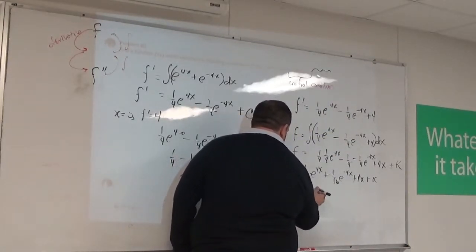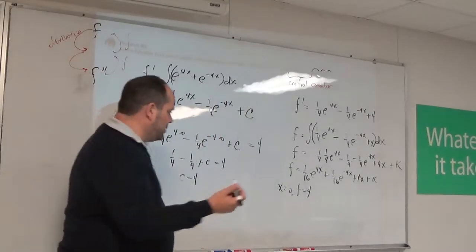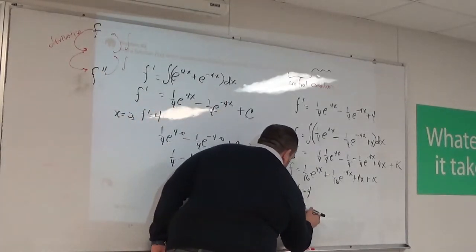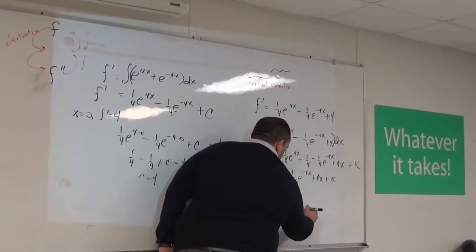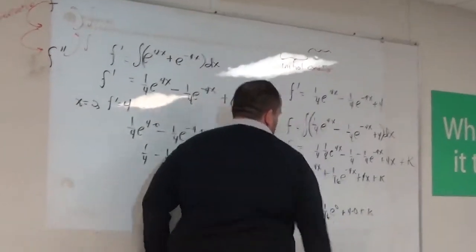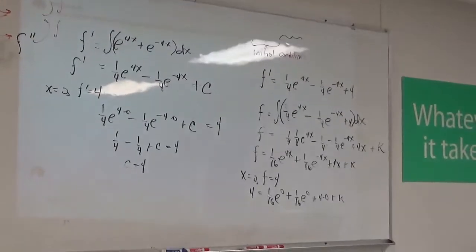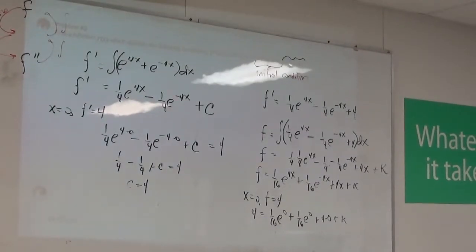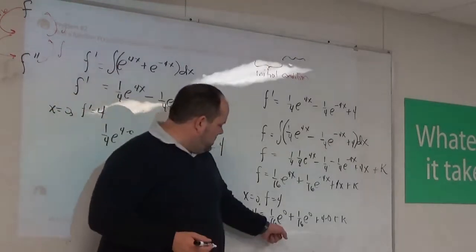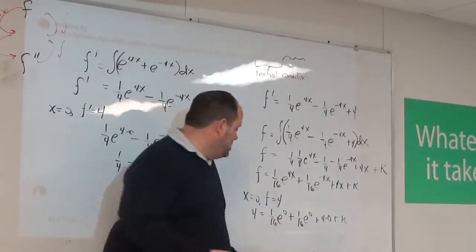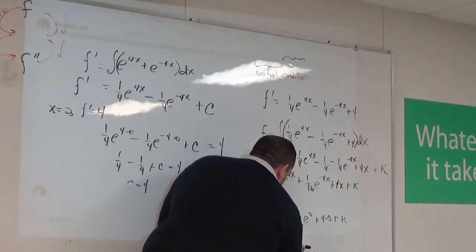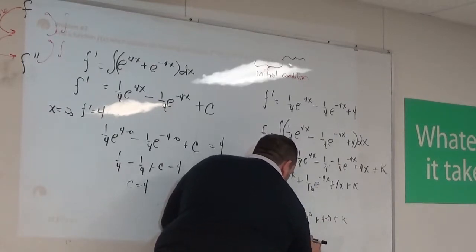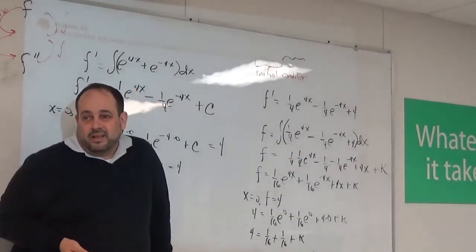If x is equal to 0, f is equal to 4. So plug it all in. 4 is 1/16 times e to the 0 plus 1/16 e to the 0 plus 4 times 0 plus k. All you need to do is figure out what k is. e to the 0, that's still 1. Times the 16 is 1/16 plus another 1/16 plus 0 plus k. I want to get to k.